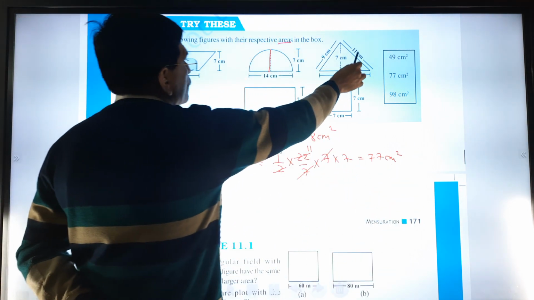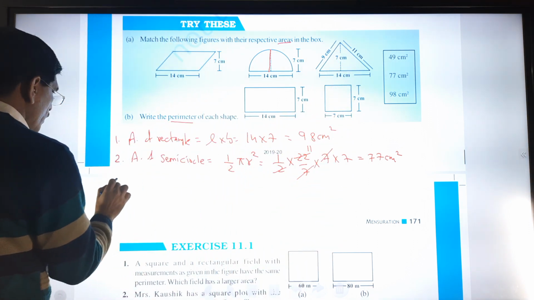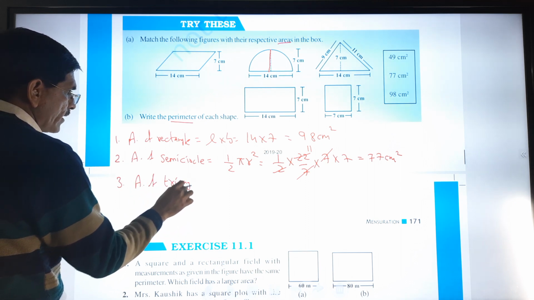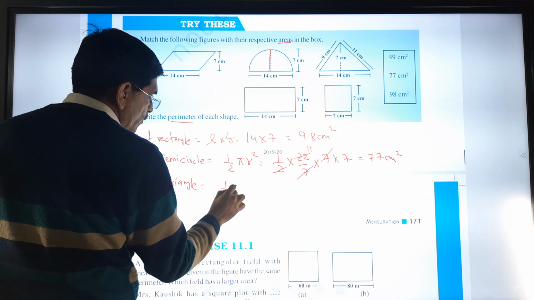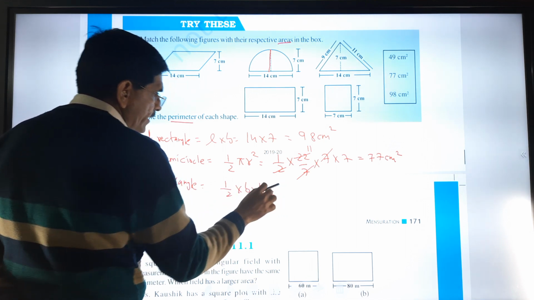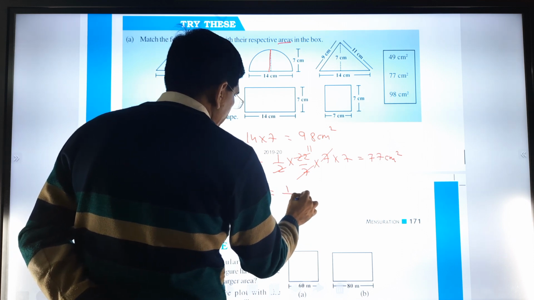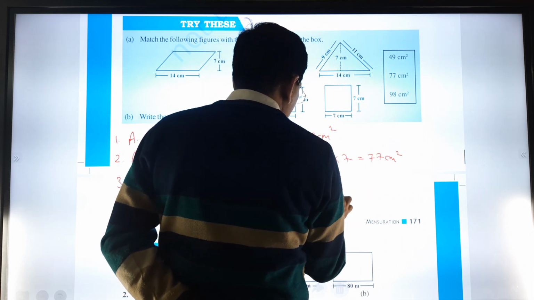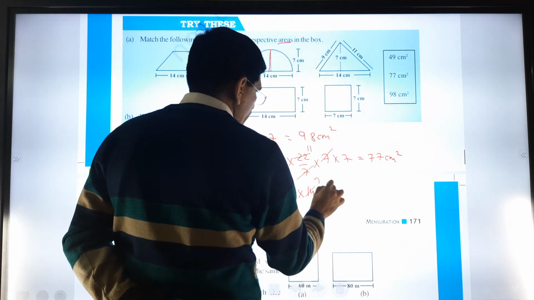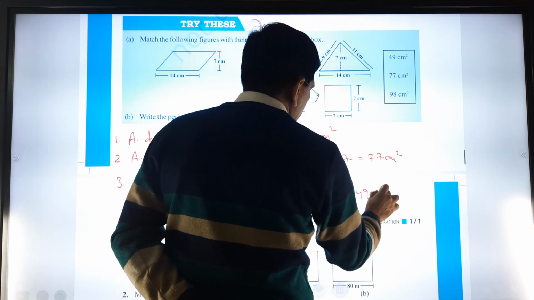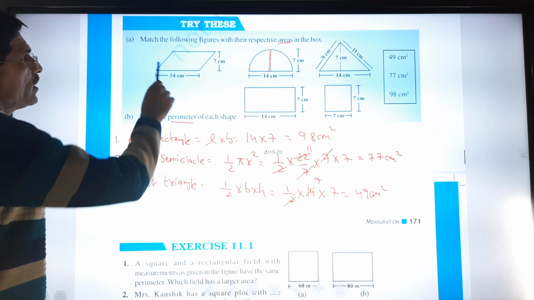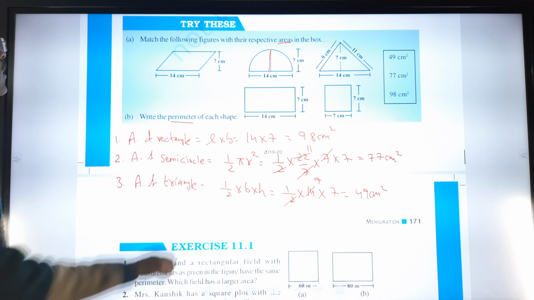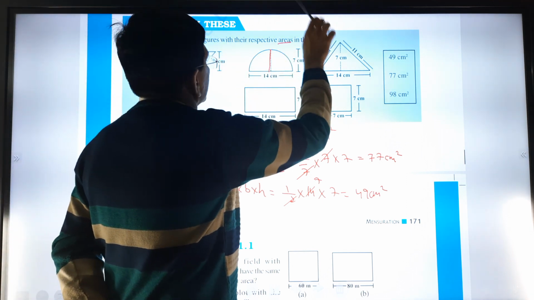Now third figure, 7 into 14. Now that is area of triangle. We know that half into B into H, that is base into height. Now what is the base? So base is here 14. What is the height? That is 7. So half of 14 is 7, and 7 7s are 49 centimeter square. So first three we get the answer.